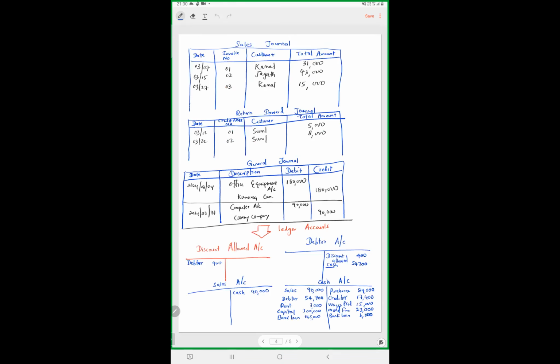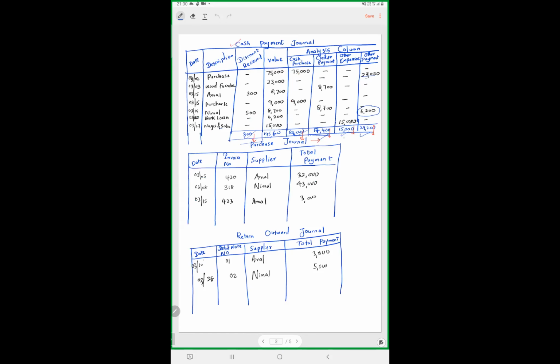Next, we have completed cash payment journal as well. So then purchase journal, simply we can do only one column we have, right? 78,000. In the purchase journal, we record the goods we are purchasing on credit basis. So therefore, our purchase value will be increased as well as the creditor value will also be increased.